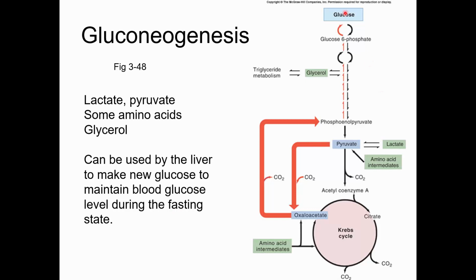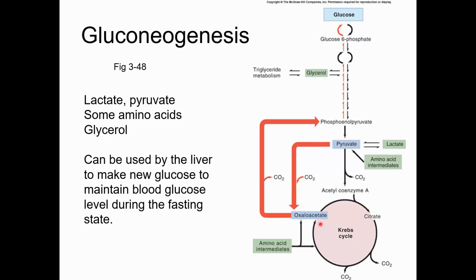So here's our glucose. We can burn it in glycolysis. We can make a pyruvate. We can take a pyruvate and turn it into glycerol and make triglycerides. We can take our pyruvate and make it into lactate. We could take amino acids and deaminate them and make them into pyruvate. Those could then be burned in the Krebs cycle. Amino acids can go into the Krebs cycle. Just all kinds of crazy things can happen.